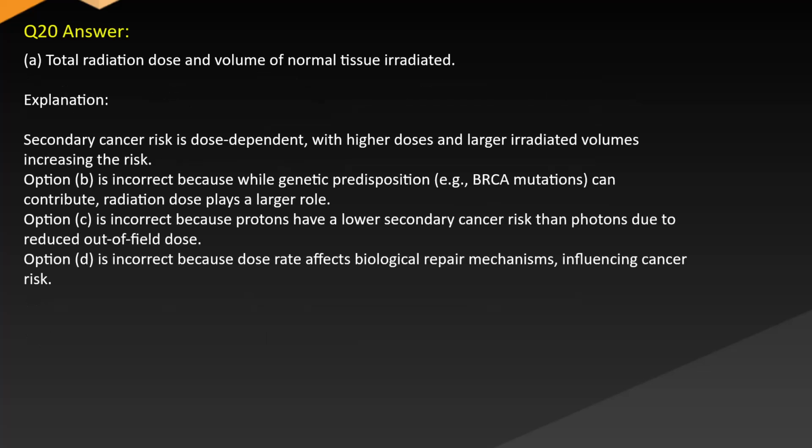Answer: A. Total radiation dose and volume of normal tissue irradiated. Explanation: secondary cancer risk is dose dependent, with higher doses and larger irradiated volumes increasing the risk. Option B is incorrect because while genetic predisposition and mutations can contribute, radiation dose plays a larger role. Option C is incorrect because protons have a lower secondary cancer risk than photons due to reduced out-of-field dose. Option D is incorrect because dose rate affects biological repair mechanisms influencing cancer risk.